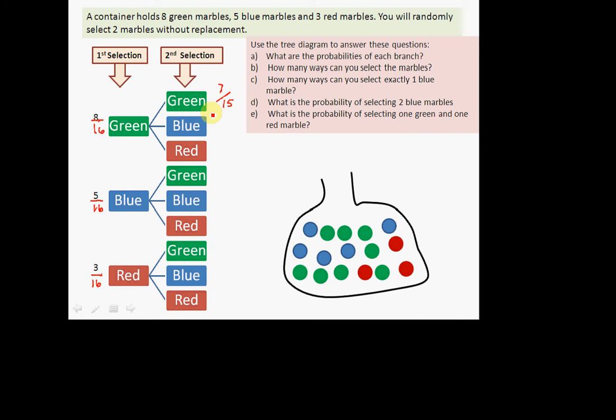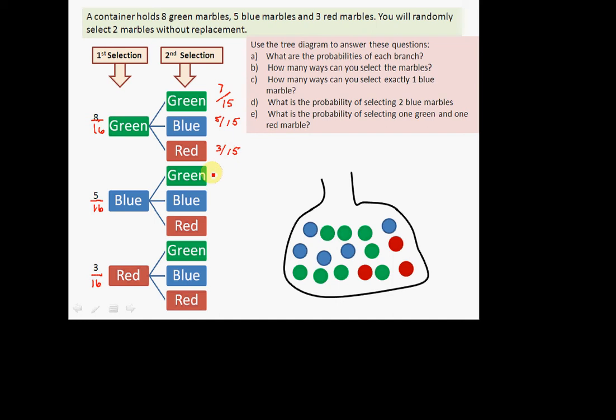For blue, we didn't pick a blue the first time, so we still have 5 blue marbles left. So it would be 5 out of a possible 15. And the same for red. The first time, we didn't pick a red, so we still have all the red marbles left, so that'll be 3 out of 15. So these are our probabilities.